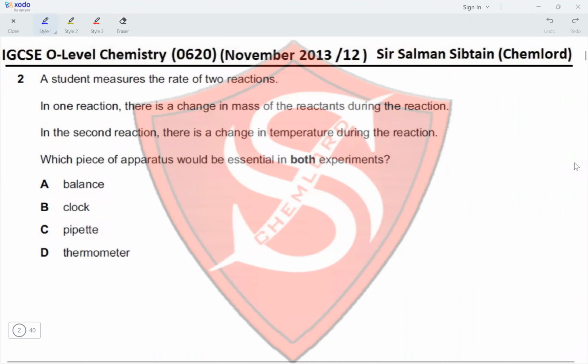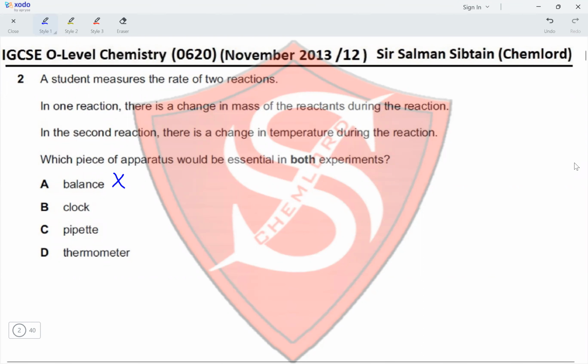Question 2. A student measures the rate of two reactions. In one reaction, there is a change in mass of the reactants during the reaction. In the second reaction, there is a change in temperature during the reaction. Which piece of apparatus would be essential in both experiments?